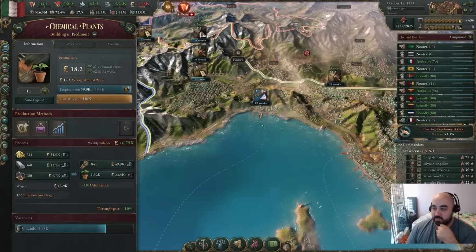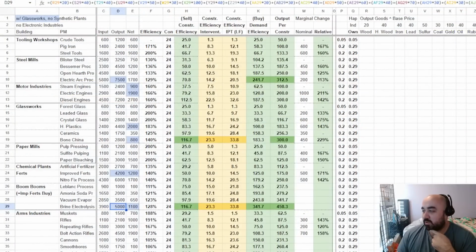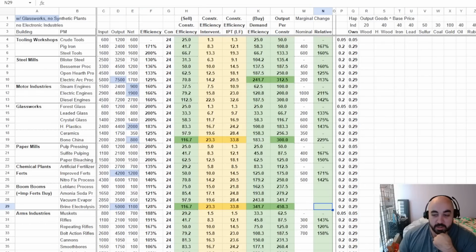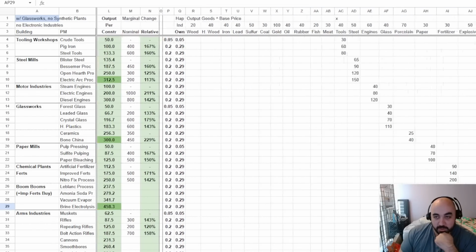Let's jump back into our spreadsheet, and we'll talk about, I suppose we could scroll to the side and talk about our spreadsheet a little bit on this front. If we just scroll to the side and look at outputs, chemical plants are outputting 100 explosives with brine electrolysis. This is 5,000 of the value.